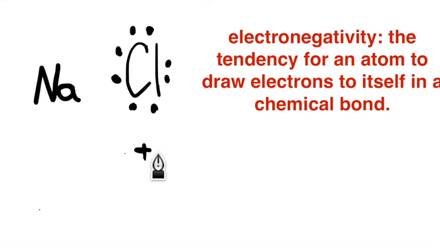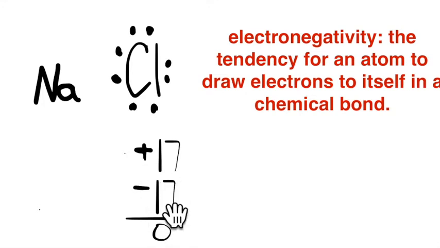Now, initially, chlorine had 17 protons. It still does. But initially, it also had 17 electrons. So it would be 17 protons and 17 electrons. That would make it 0, a neutral atom. But after it gained that electron, it has that extra electron right there. It's no longer 0, because now it has 18 electrons. And now the charge is -1.